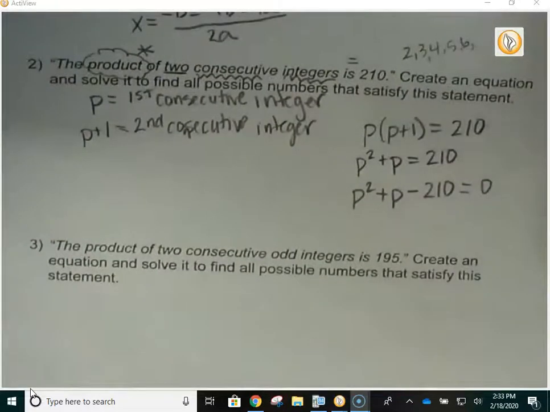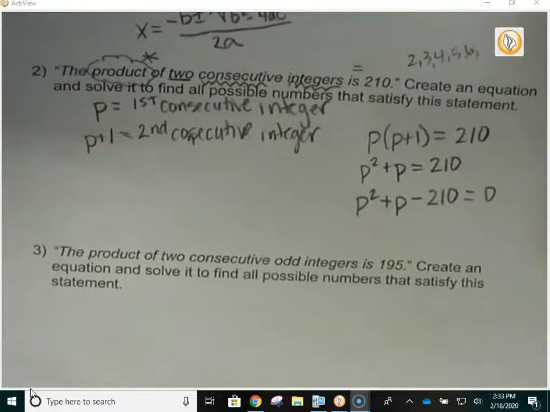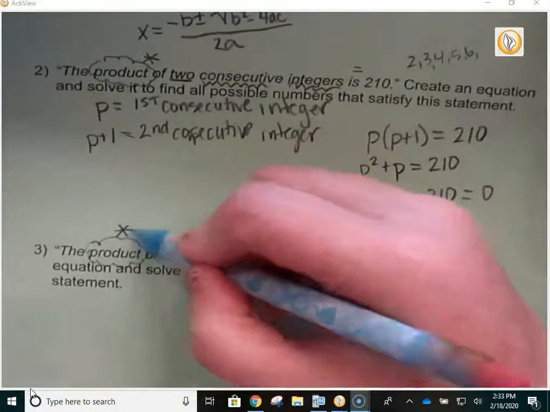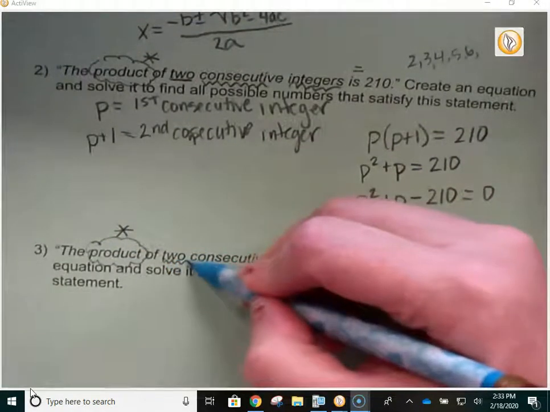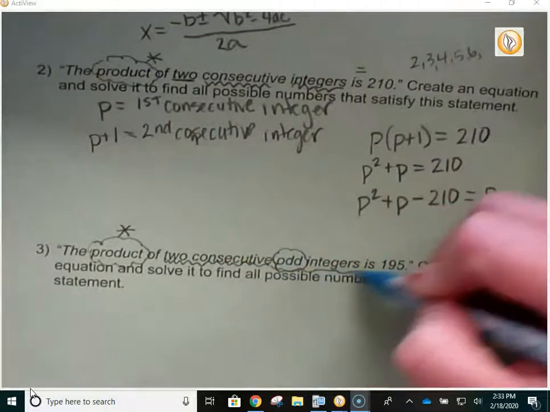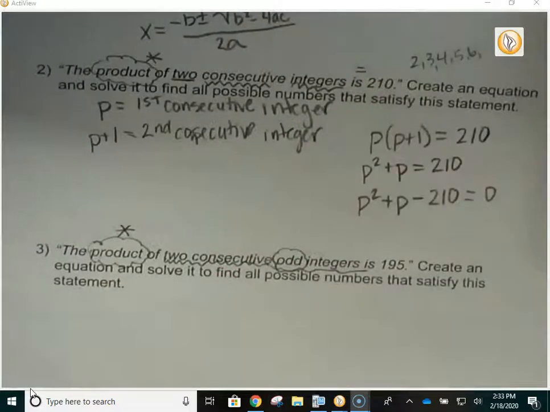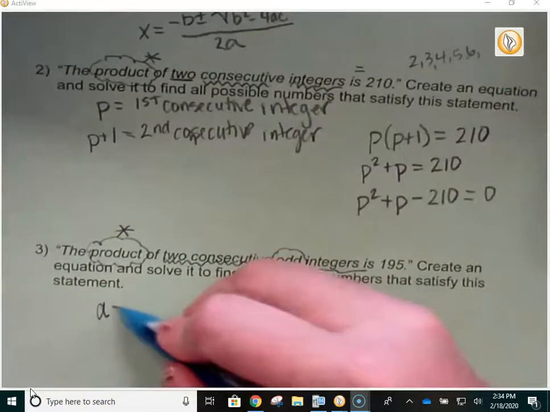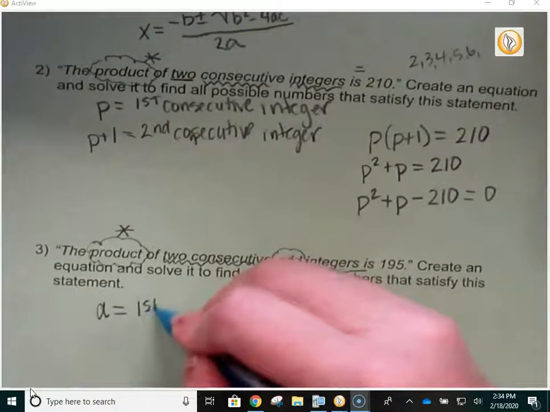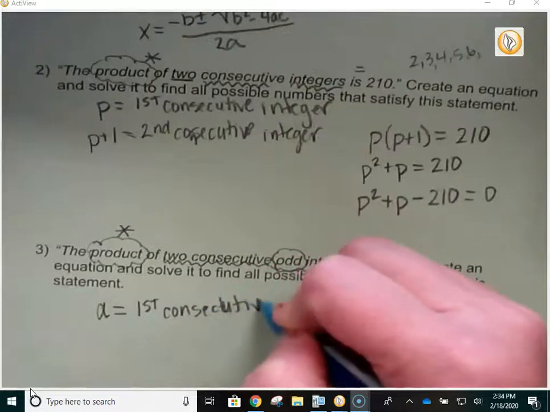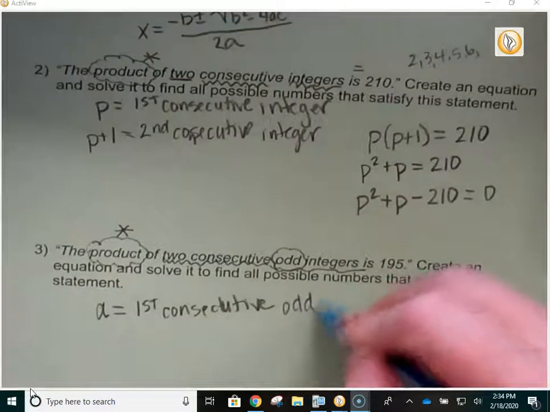Number 3 says the product of 2 consecutive odd integers is 195. So we've got product, which again means that's the answer to a multiplication problem. We have 2 consecutive, but this time they're odd integers. So 2 consecutive odd integers. I think we'll start with a, and that's going to be our first consecutive odd integer.